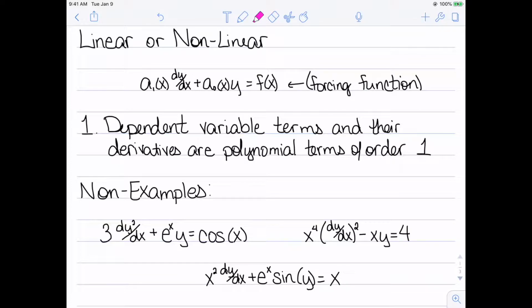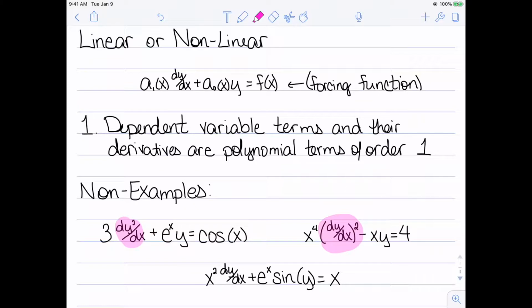So for some non-examples, we have 3 d(y squared) over dx plus e to the x times y equal to cosine x. And that has to do with the derivative. We're taking the derivative of y squared instead of just the derivative of y. So that would violate this. The second one, x to the 4th times (dy dx) squared minus xy equal to 4. This has order 2, it's raised to the 2nd power, and that's not what we want. So that would violate it.